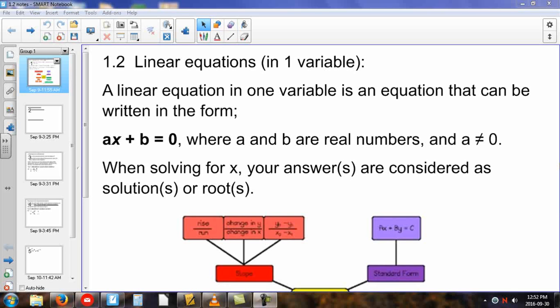So this is 1.2 notes, and on 1.2 we're going to focus on linear equations using one variable. These are just equations where you have an x or a y, just one variable. There are no exponents. It's just simple addition, subtraction, and multiplication and division. And we want to be able to solve these. And so when we look for solutions to these, we're talking about any value for x where this comes out to be a true statement.